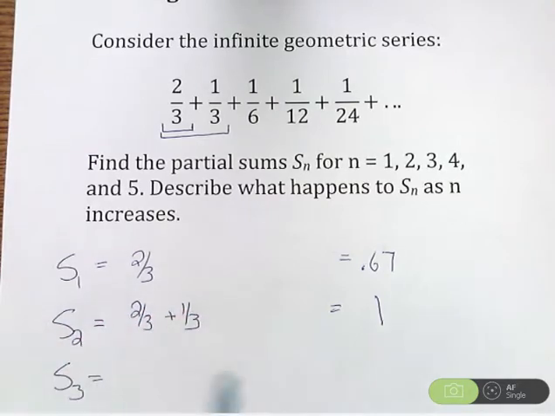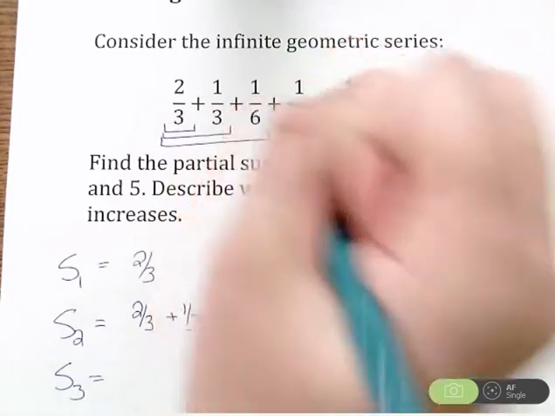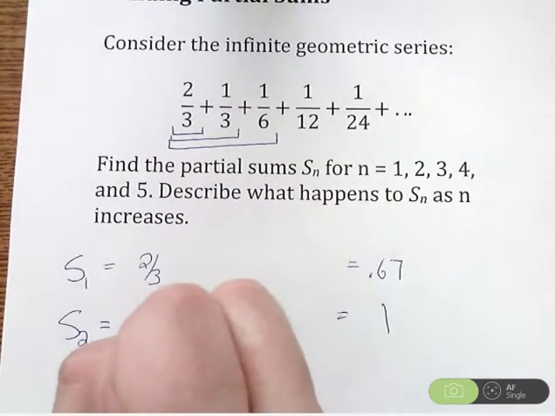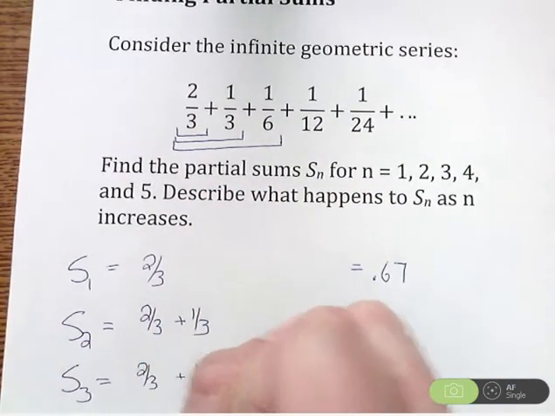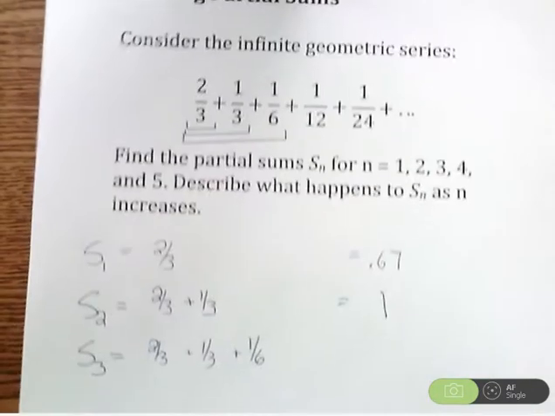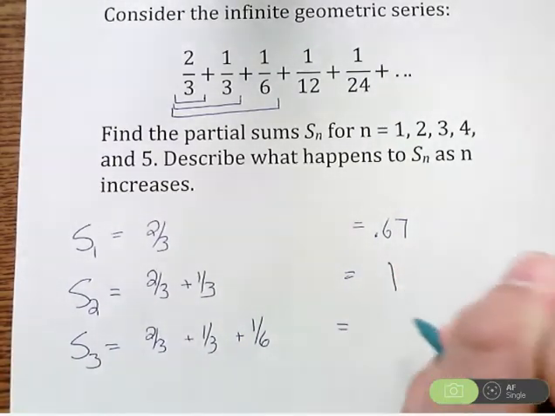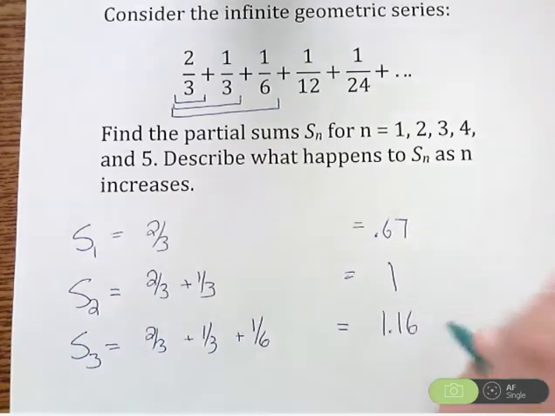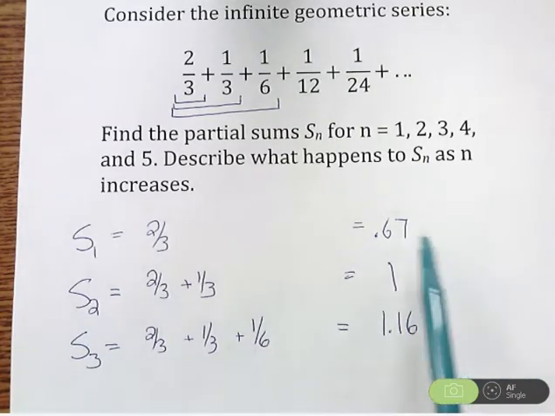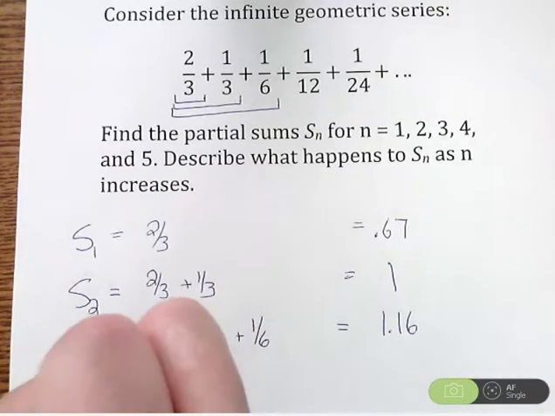So S3 would be the sum of the first three terms. So we're going to have 2/3 plus 1/3 plus 1/6. Now you could type this in a calculator. 2 divided by 3 plus 1 divided by 3 plus 1 divided by 6. Hit enter and you're going to get 1.16. So notice we made a big jump from 0.67 to 1, about 0.3 of a jump, and now we went up by only 0.16. So we're not getting as big as fast anymore.